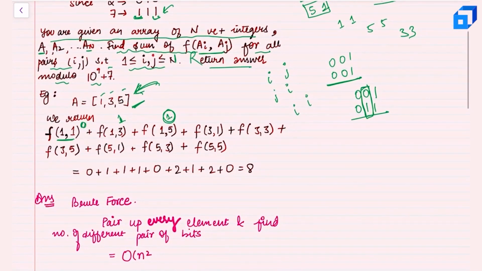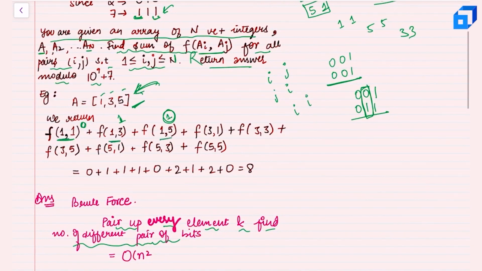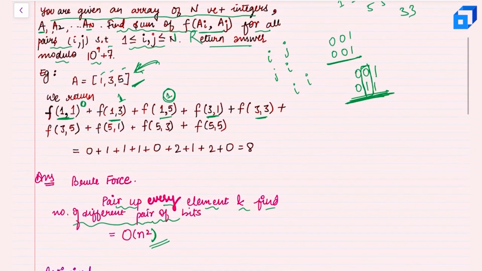The brute force approach says that we can pair up every element and find the number of differing bits. So I can pair up every element: 1, 1, then 1, 3, 1, 5, 3, 1, 3, 3 and so on. I'll take them separately, go over their bits, find that they differ at this many positions, and return. If I'm pairing up every element with every other element, I get a time complexity of order n square. But let's see if we can do better than this.